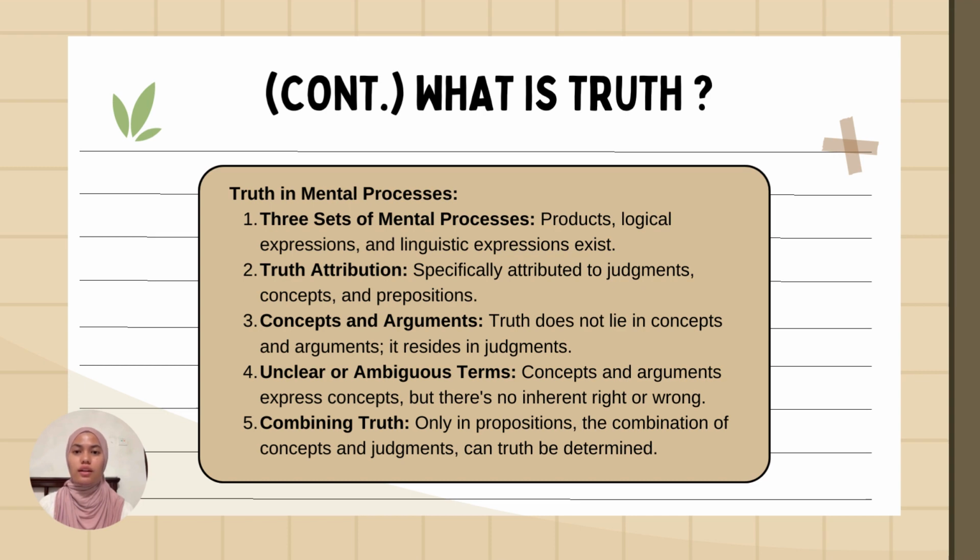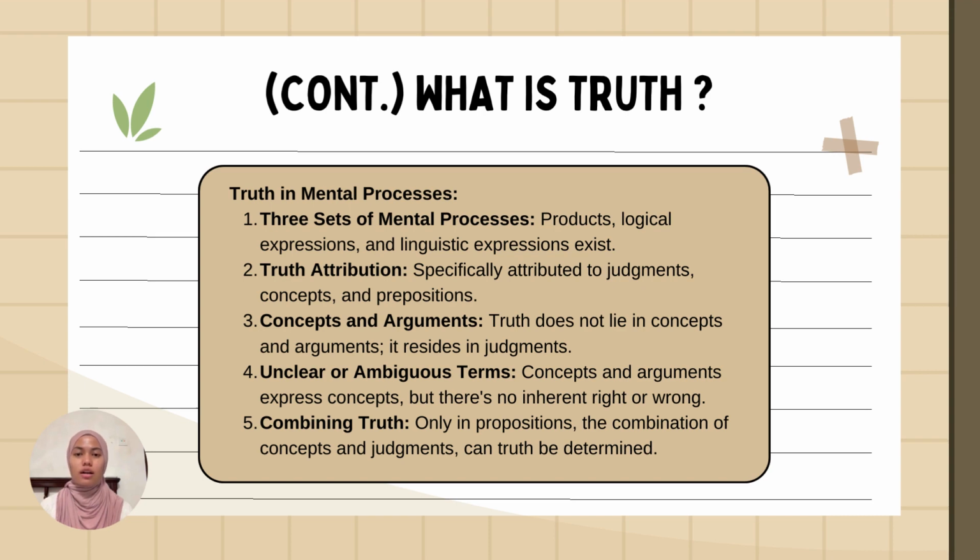Continuing, what is truth in mental processes. There are five truths in mental processes. The first is that three sets of mental processes exist: product, logical expression, and linguistic expression. The second is truth attribution, which is specifically attributed to judgment, concept, and also proposition. The third is concept and argument, where truth does not lie in concepts and arguments. It resides in judgment.